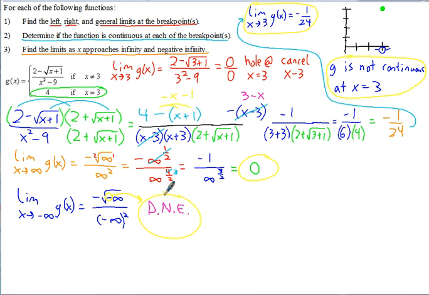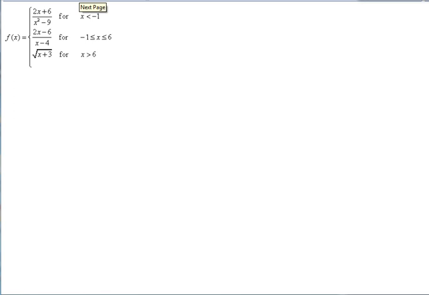Now let's take a look at the other major type of piecewise function. And that's when you have inequality signs instead of the equal to and the not equal to. So on this one, we're going to do the same thing, except we've got 2 breakpoints, -1 and 6. So let's say we start with the breakpoint of -1.